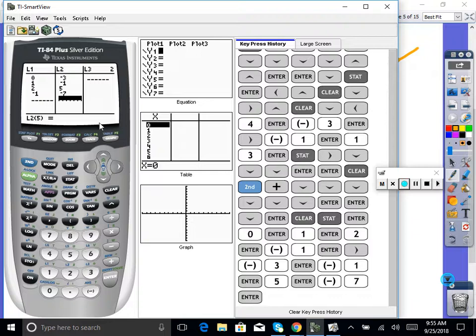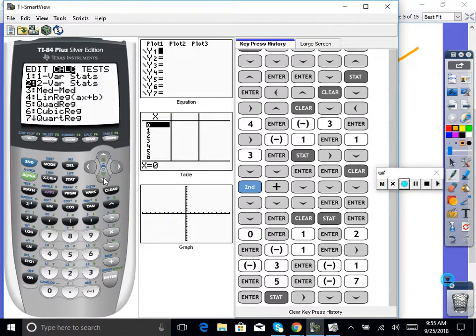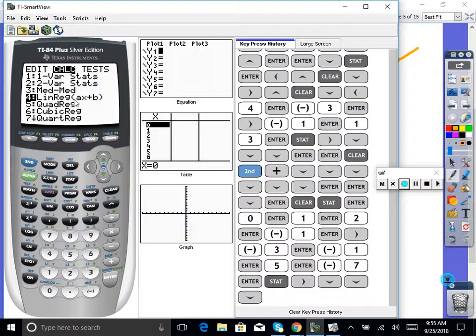Now we decided it was degree 3, so everybody hit stat again. Then go over to calculate. Now look what it has right here. Starting with number 4, it says linear regression line. We decided it wasn't a line, so we're not going to do linear regression. Right here it says quadratic regression. It's not a quadratic. Regression line just means polynomial. Then cubic regression. We said it was cubic, didn't we?